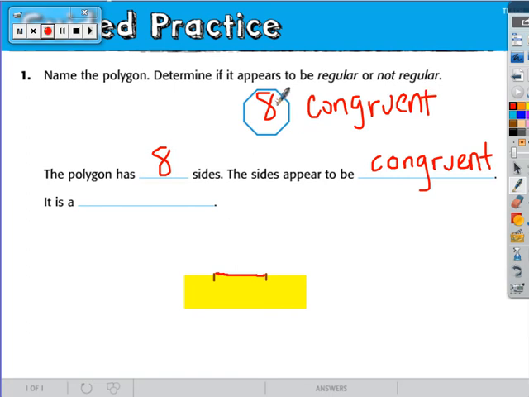By telling you the number of sides and whether or not the sides are congruent, you can then determine whether it is regular or not regular, and you can determine the name of the shape. The number of sides tell us the name of the shape. So, the number of sides on this is 8. So what kind of shape is it? Octagon. So it is an octagon.